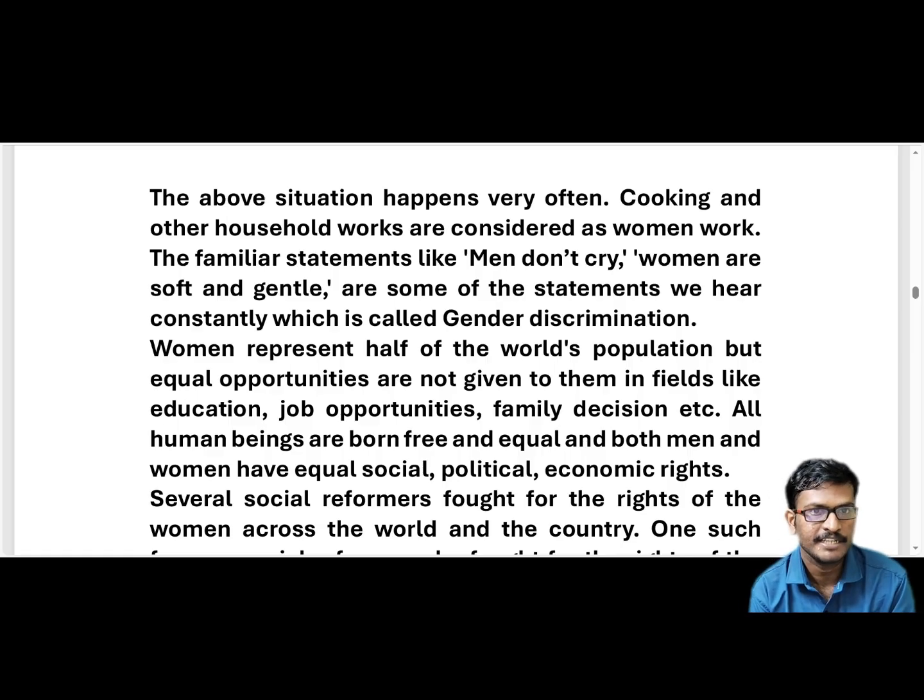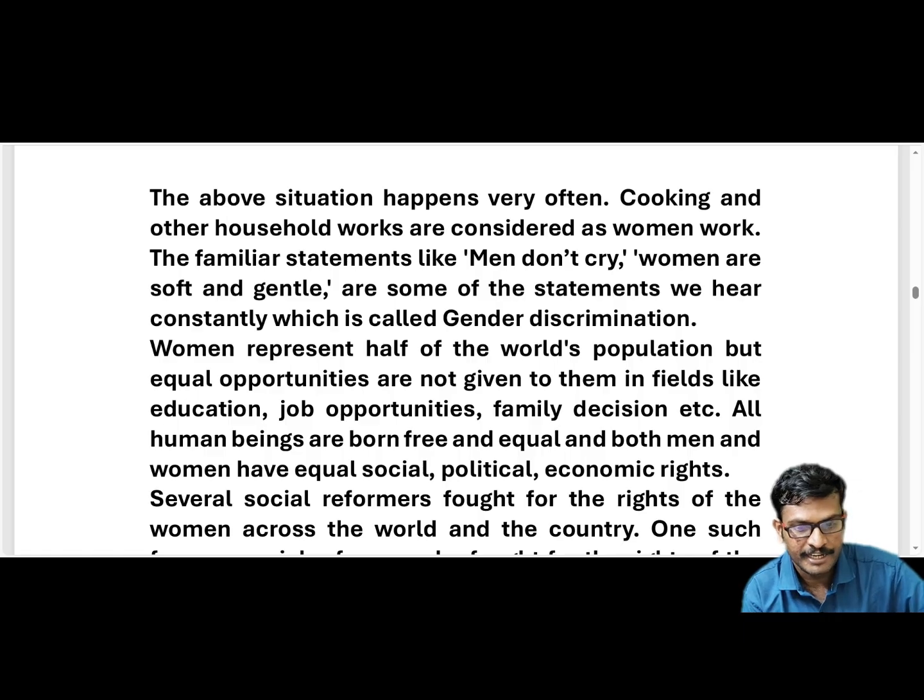If anyone is in pain, they will cry. But there is a stigma that men should not cry and women can, because it means they are soft and gentle. These are the stereotypes. This kind of statement, we have constantly observed, here or anywhere. This is called gender discrimination.